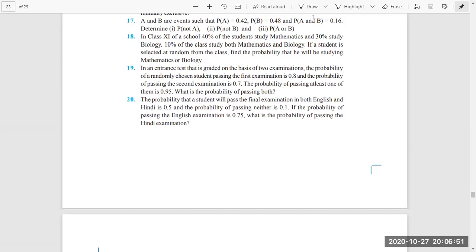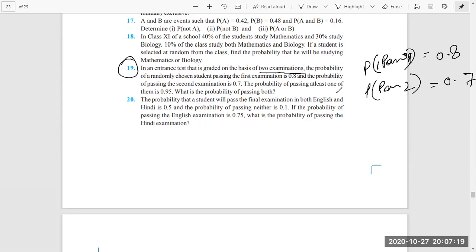So question number 19. In an entrance that is graded on the basis of 2 examinations, the probability of a randomly chosen student passing the first examination is 0.8, and the probability of passing the second is 0.7. The probability of passing at least one of them is 0.95.